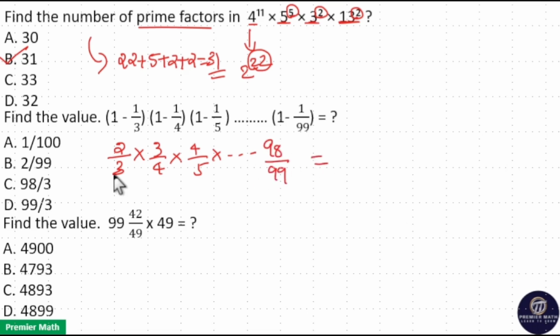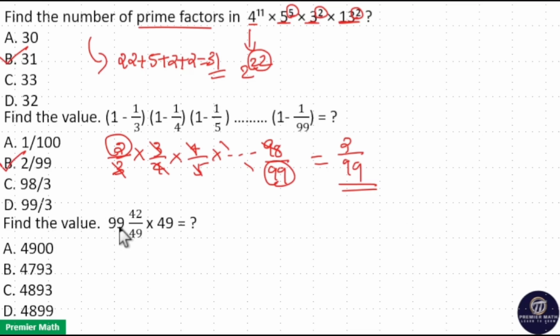Now you can see here 3 cancel, 4 cancel. Same way here this 5 and next term numerator will cancel. Same way here 98 and the preceding terms denominator will cancel. So remaining will be 2 by 99. So your answer is equal to 2 by 99. Option B is your answer.